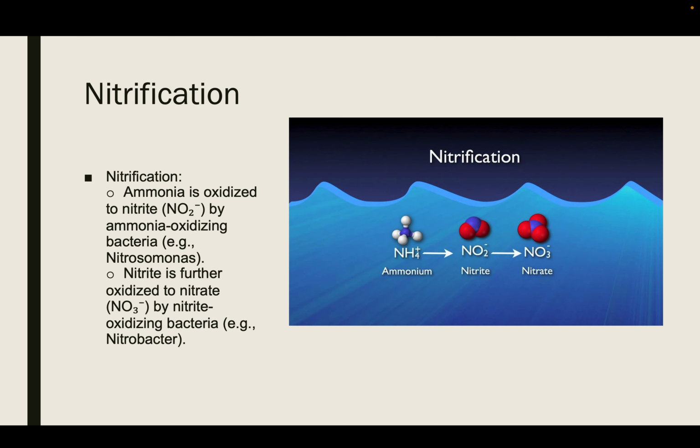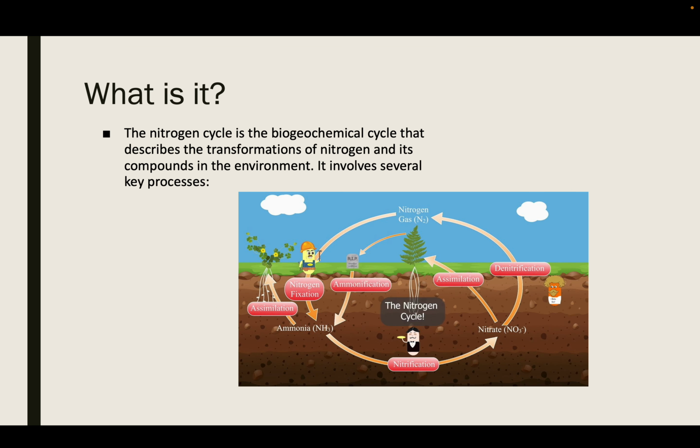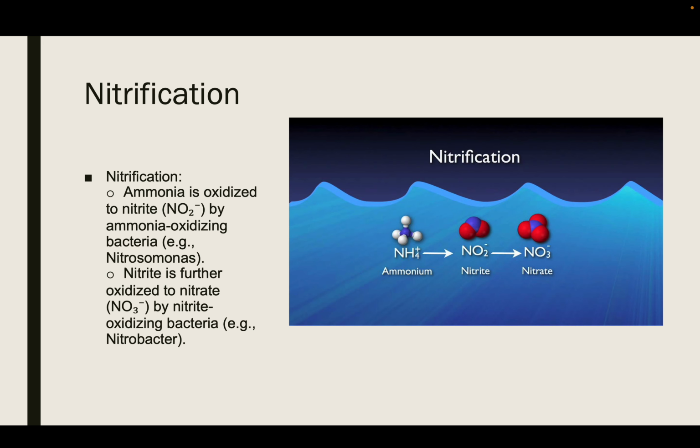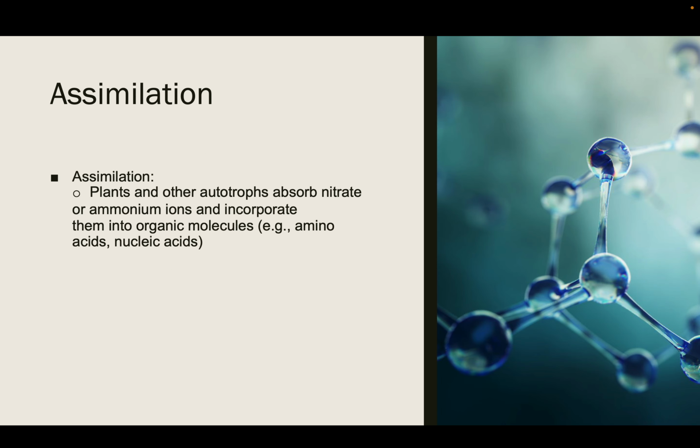Ammonia is oxidized to nitrite, NO2, by ammonia oxidizing bacteria. Nitrite is further oxidized to nitrate by nitrite oxidizing bacteria, for example, nitrobacteria. So from nitrification, the ammonia will convert, and at that point it'll turn into nitrate, NO3, and then from there the process is assimilation.